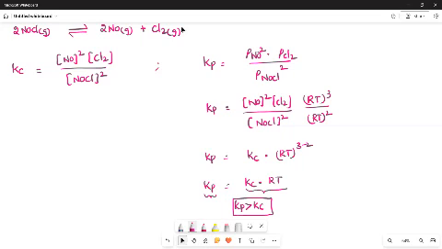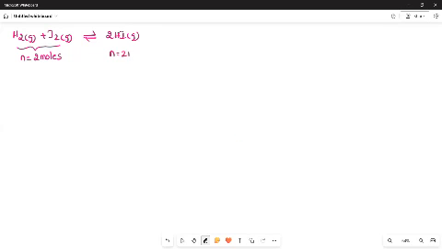Then what about the other condition? For example, I will give you one small equation. You just tell me what will be that. H2 gas plus I2 gas gives rise to 2HI gas. On this side you have the number of gaseous moles n equal to 2 moles, and here also n is equal to 2 moles. Both sides have the same value.